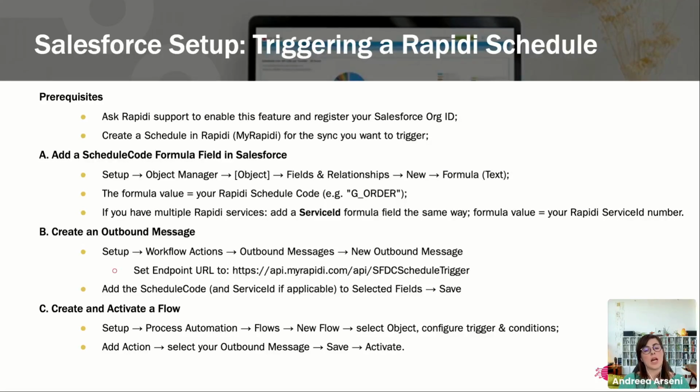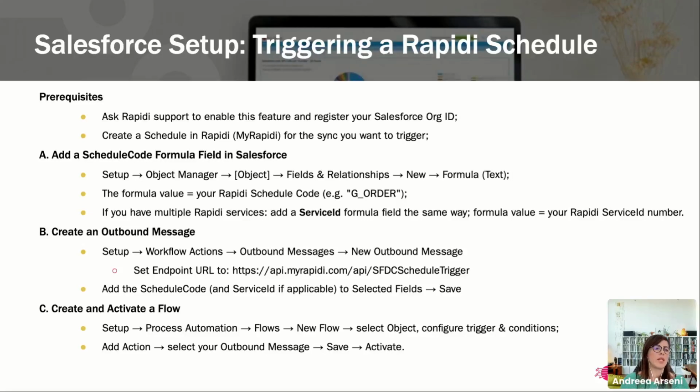And then, of course, in order for you to have an outbound message, you need to have a flow that's triggering all of this, right? So you go to the process automation, you set up a flow, and you actually define what the criteria would be. So you say, okay, this has to be triggered when, let's say, someone pushes this button. So when someone says, send to BC, has this checkbox, then that's a trigger for this outbound message, and then this is what's going to start the Rapidi schedule.